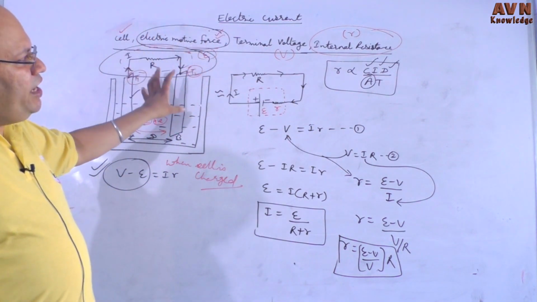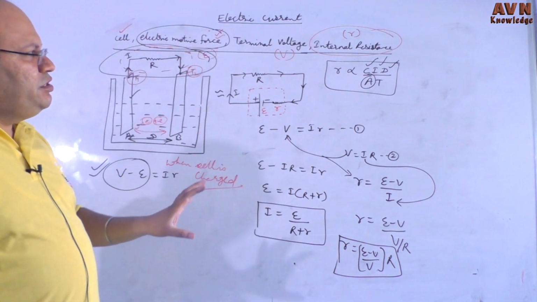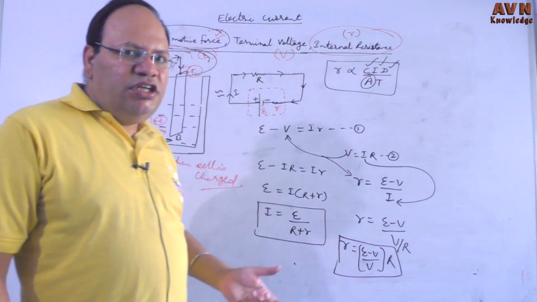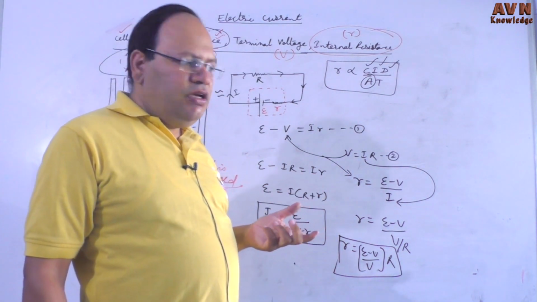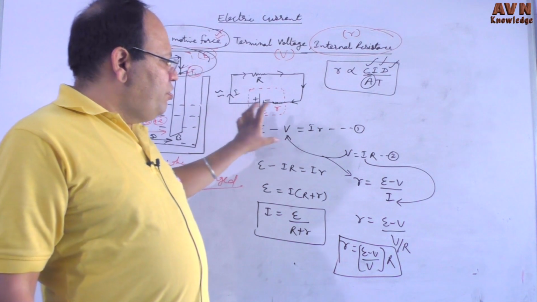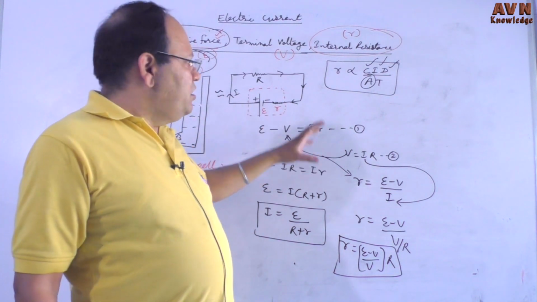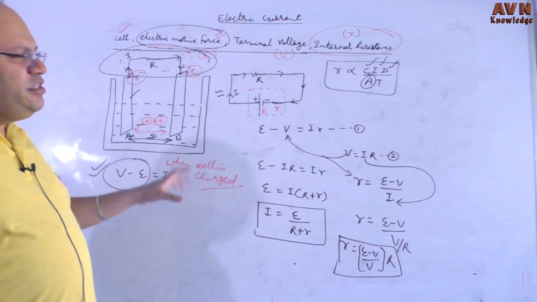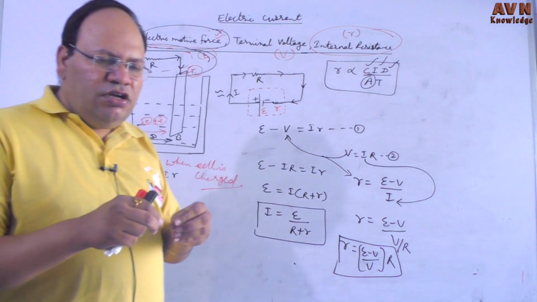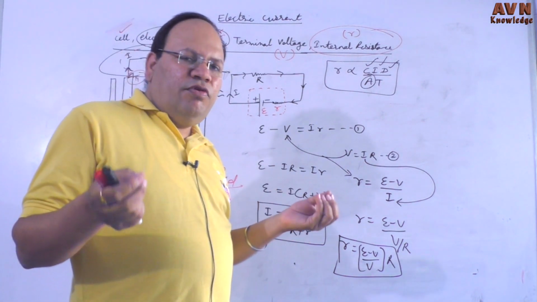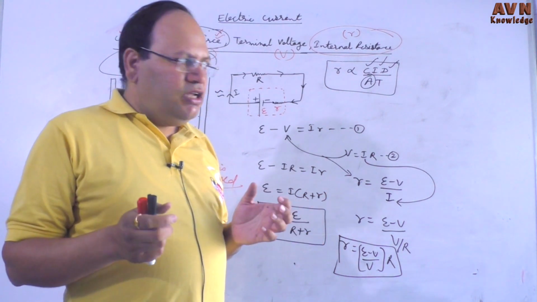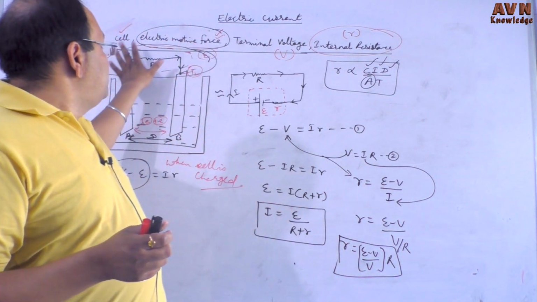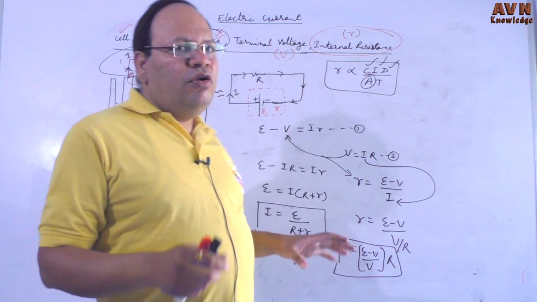So when we use this terminology in series combination or parallel combination, then we use this formula. The current flows in the outside circuit or the current flows in the inside circuit: inside the circuit when the cell is charged, and in the outside circuit when the cell is discharging. So this is the basic concept of this terminology.